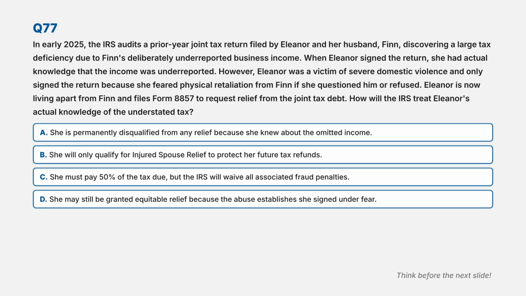How will the IRS treat Eleanor's actual knowledge of the understated tax? A. She is permanently disqualified from any relief because she knew about the omitted income. B. She will only qualify for injured spouse relief to protect her future tax refunds. C. She must pay 50% of the tax due, but the IRS will waive all associated fraud penalties. D. She may still be granted equitable relief because the abuse establishes she signed under fear.